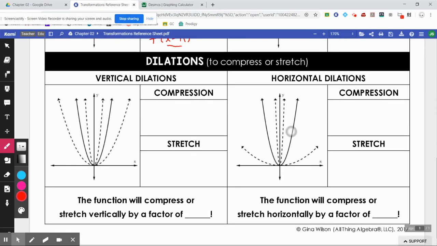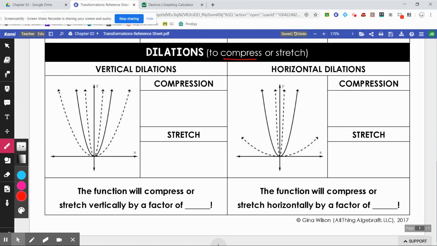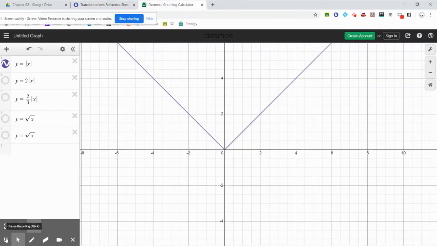Okay, last up is your dilations, and a dilation is a compression or a stretch. First off, your vertical dilations. And remember, since it is vertical, we have to apply it on the outside. So when we're talking about our vertical dilations, we're multiplying or dividing. Here's how it works. If you multiply by a number on the outside bigger than 1, it's going to stretch it.